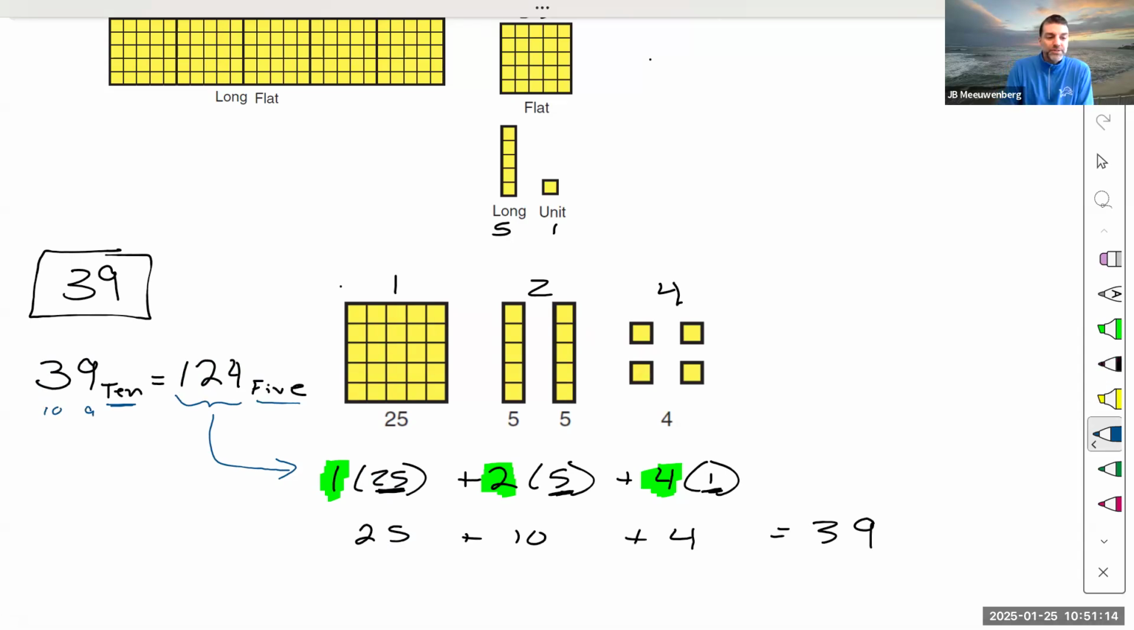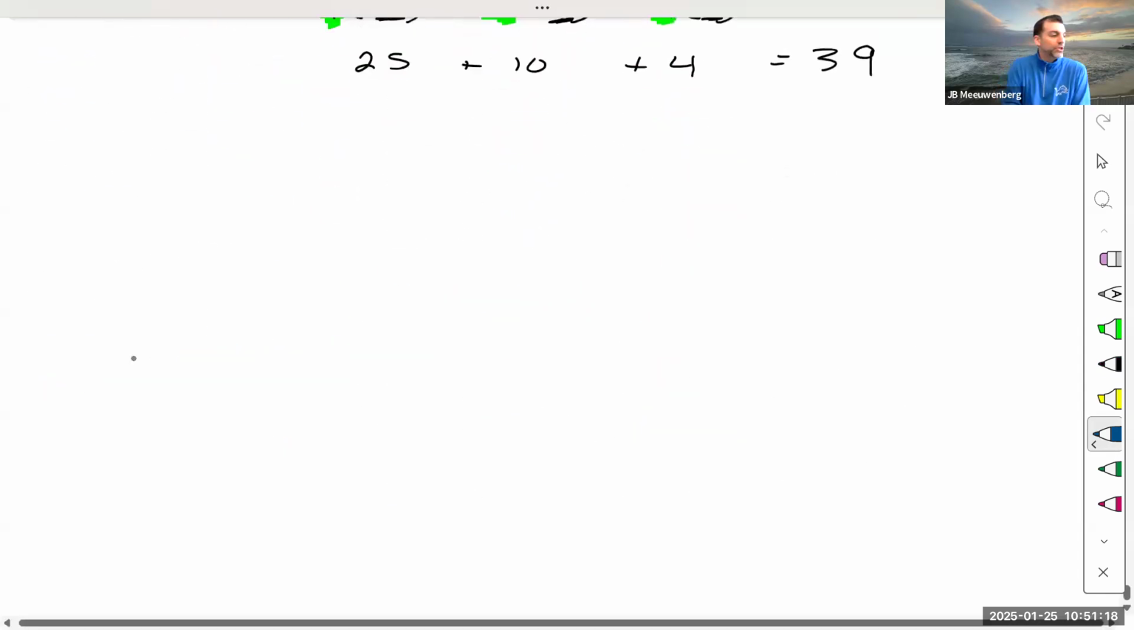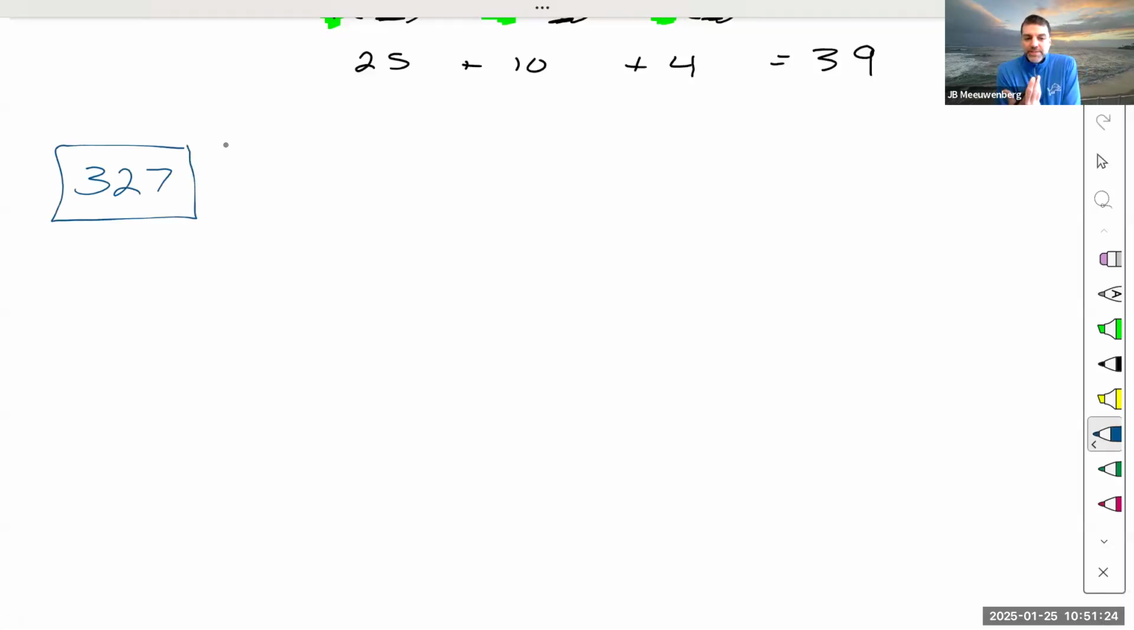Okay, let's try another one of those. The number we will do is 327. So again, use your base 5 pieces to sketch it out, and then say, how would I take the number 327 written in base 10? What would that look like as a number using just numerals? What would that look like in base 5? So take a minute and see if you can figure that out on your own.